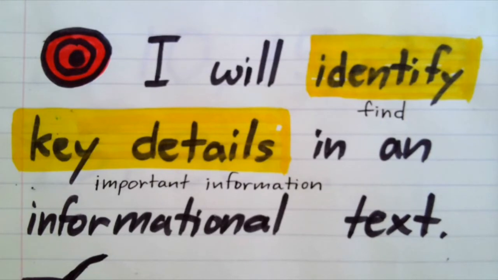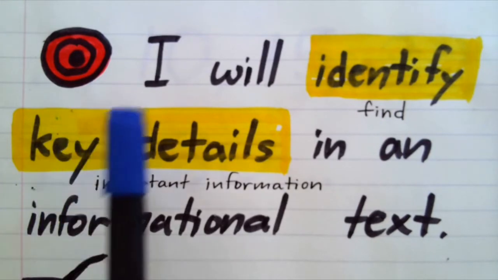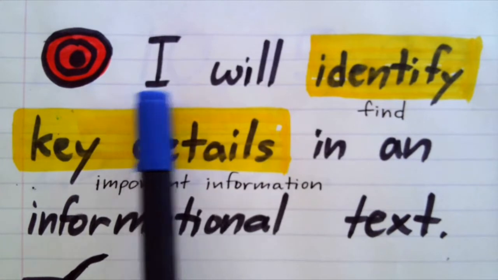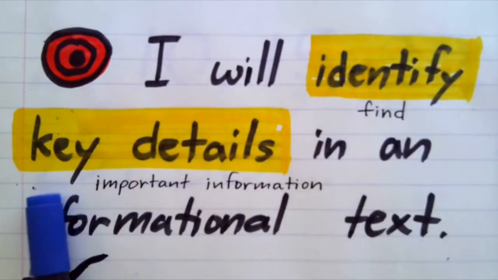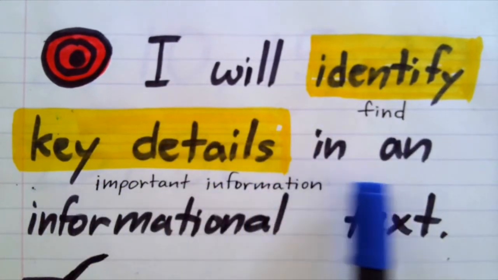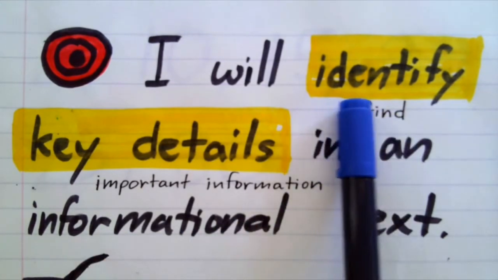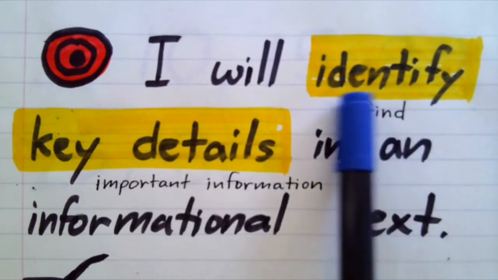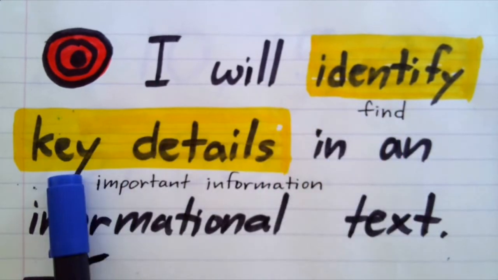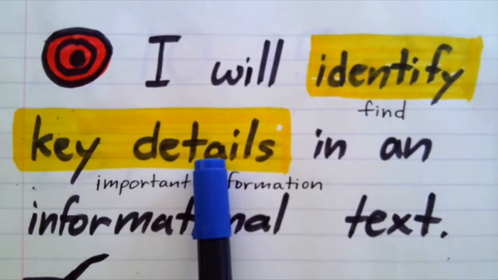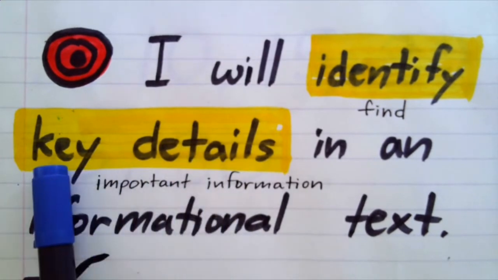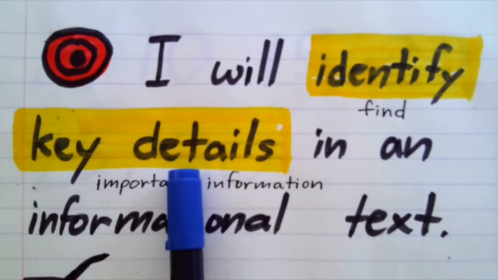Let's read our learning target together. Ready? Begin. I will identify key details in an informational text. Remember what informational text is. It's words that are teaching us something. To identify something is to find it. So we are finding key details. What do you know about key details?